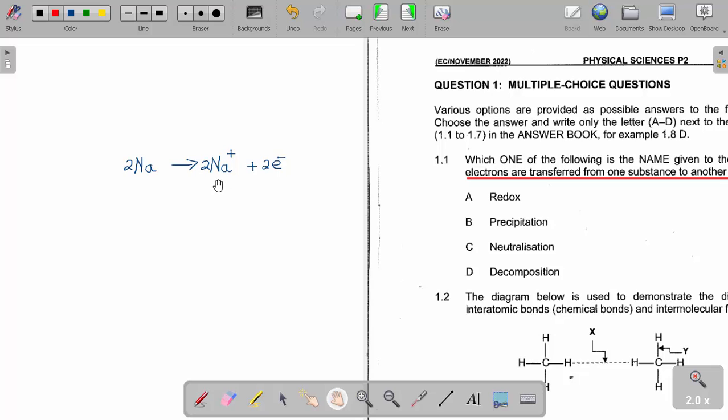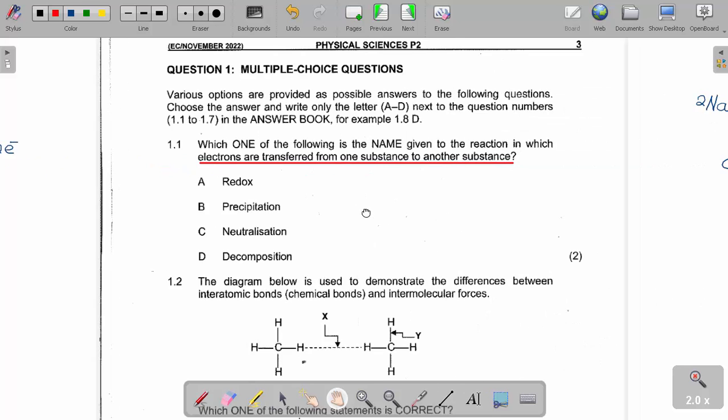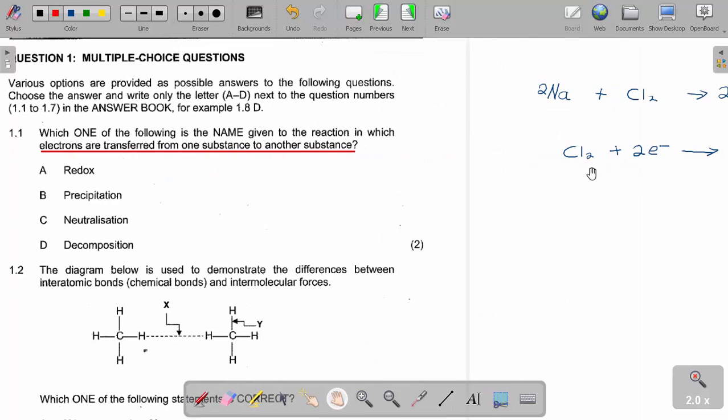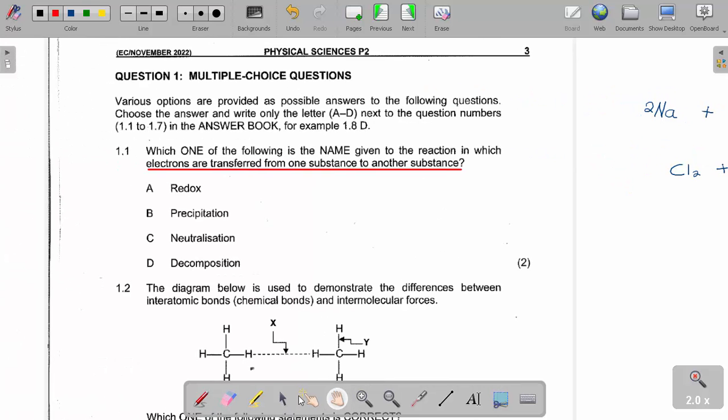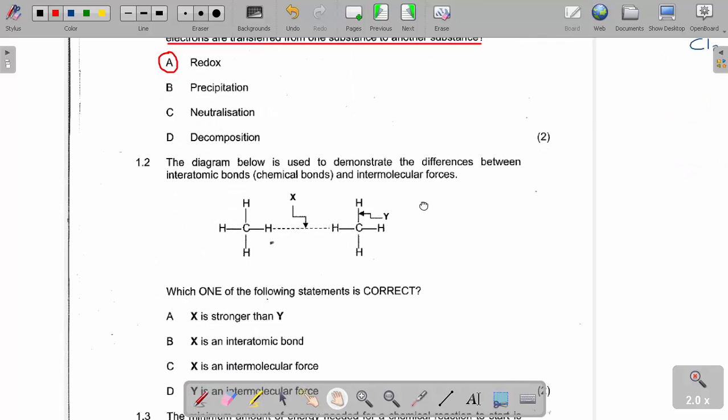So now this oxidation reaction and this half reduction reaction, when we combine them, we get this reaction which is called a redox reaction. So that's why our answer here is going to be a redox reaction. Hope we are together. Redox meaning reduction and oxidation combined together. Let us proceed. Next question.